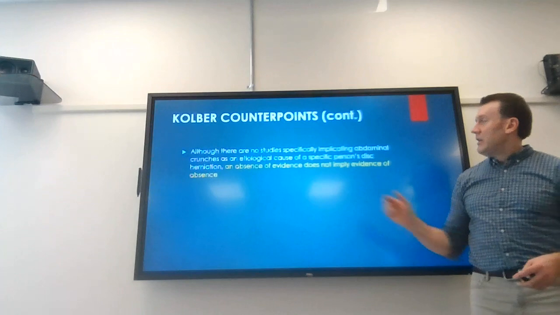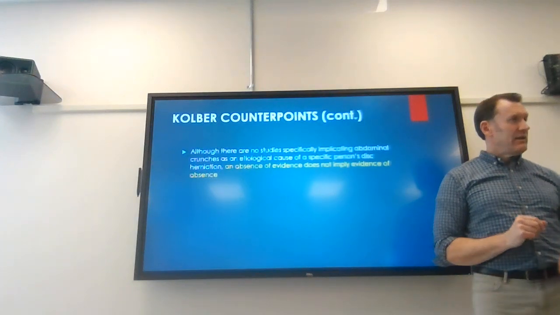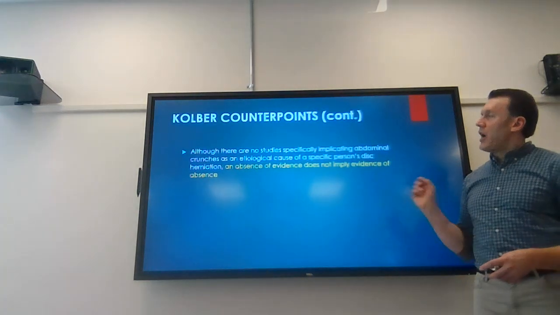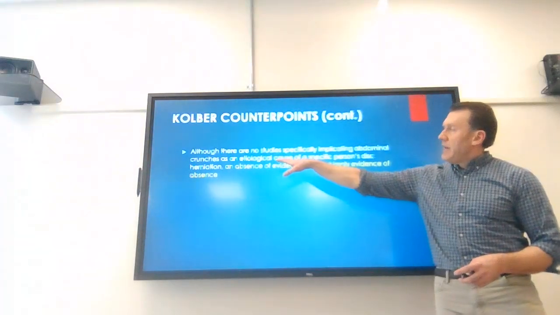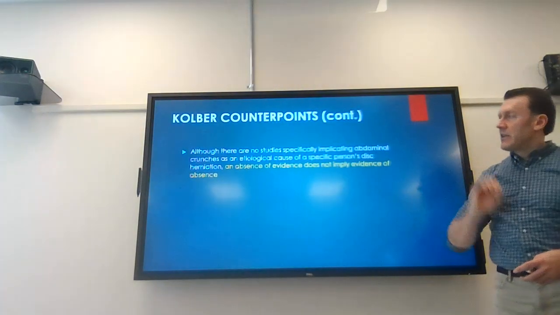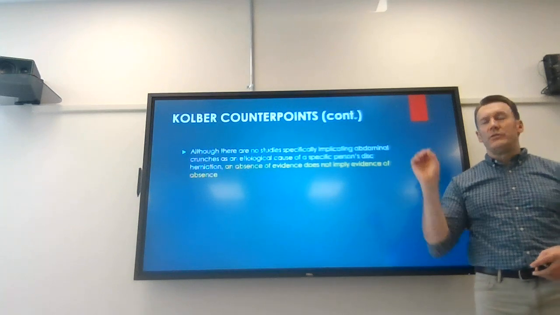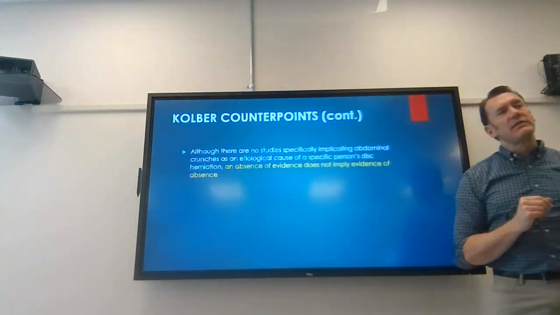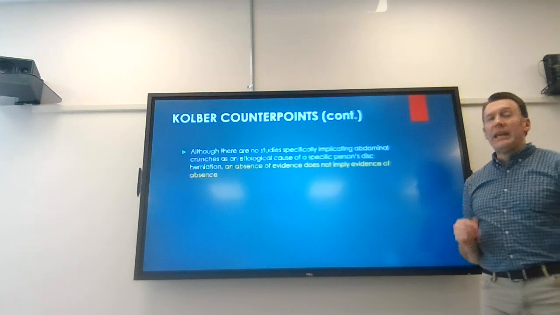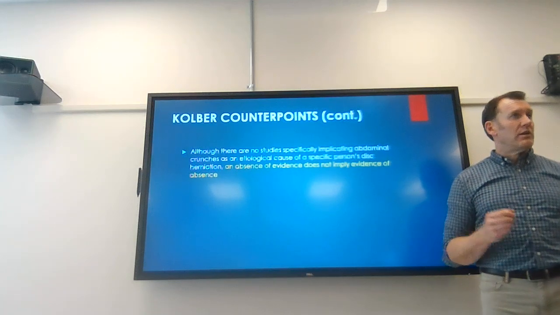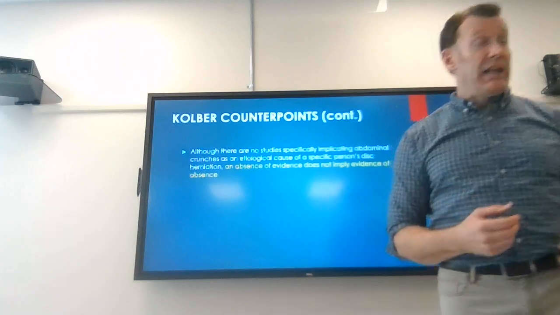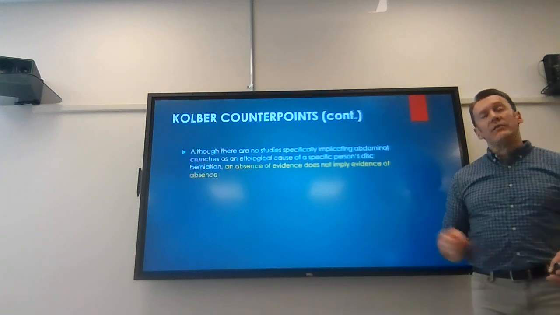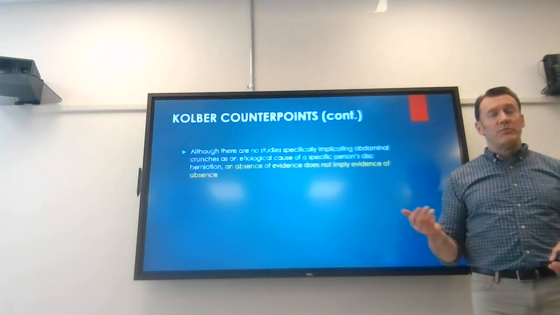One of the things that he brought up, if you've ever heard this mentioned, an absence of evidence does not imply an evidence of absence. You think about that. So although there are no studies specifically implicating abdominal crunches as an etiological cause of a specific person's disc herniation, so that means there are no studies that have directly connected crunches with herniations, he's saying an absence of evidence, with a lack of studies, does not imply an evidence of absence. So I think overall, looking at studies, just because you may not be able to find anything in the literature on a certain topic, doesn't necessarily mean that that's an evidence of absence. So that just means more studies need to be done.